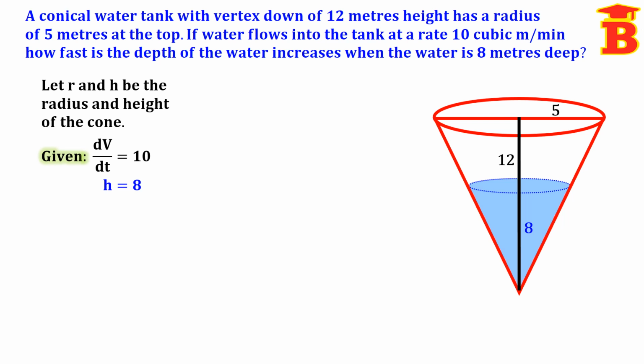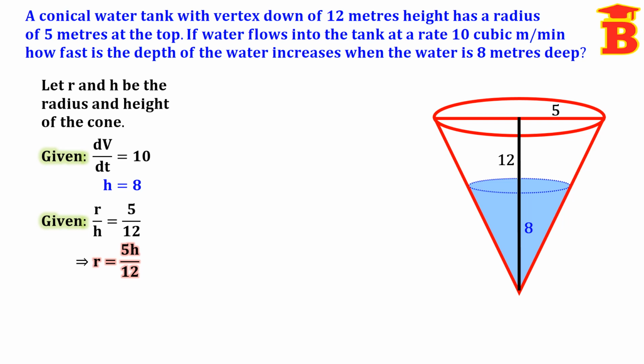And from the diagram, we can take R by h equal to 5 by 12. Radius R is 5, height h is 12. So for this full cone shape, R by h is 5 by 12. And cross multiplying, we get R equal to 5h divided by 12.